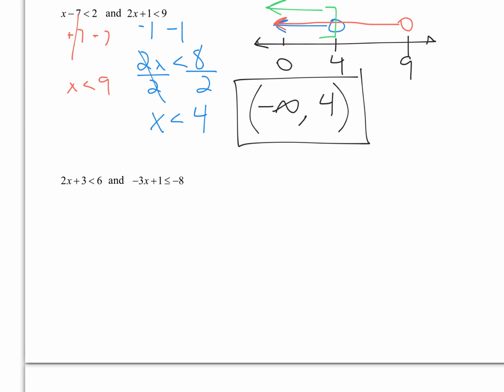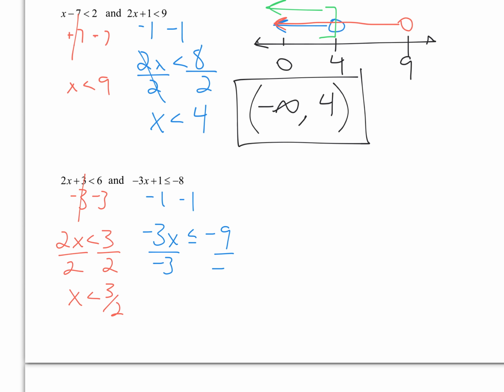Looking at the next one, we have 2x plus 3 is less than 6. Let's start with that. I'm going to solve that by subtracting 3, dividing by 2. Our first solution is x is less than 3/2, or 1.5. We also have to solve this one by subtracting 1, dividing by negative 3. Remembering your inequality rules, if we divide or multiply by a negative, it flips the inequality sign.